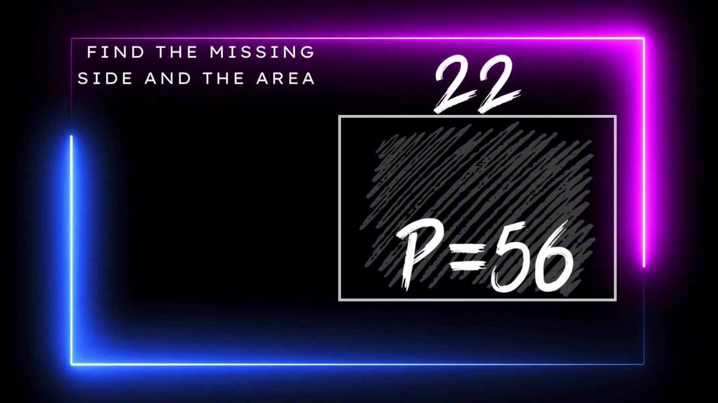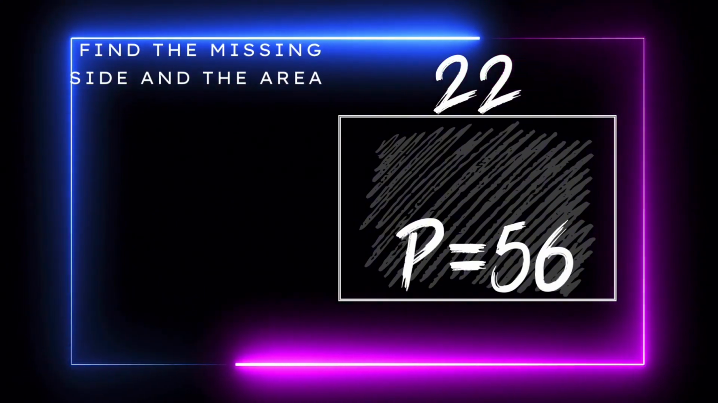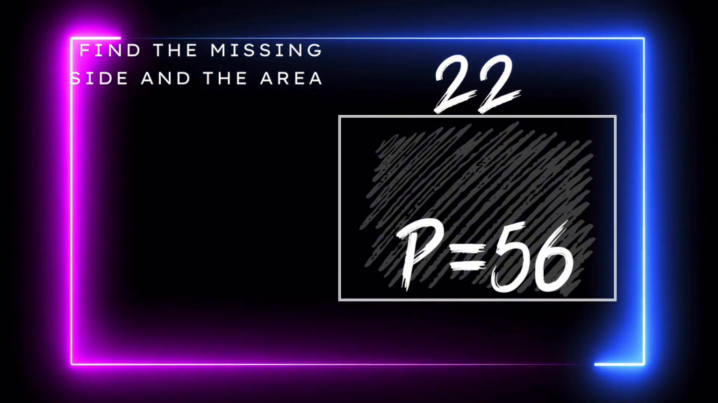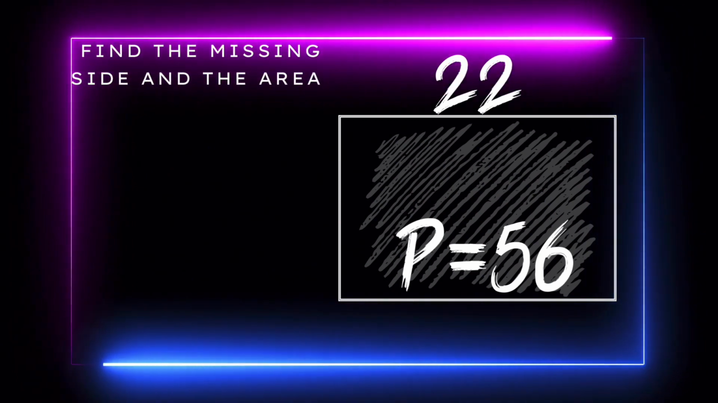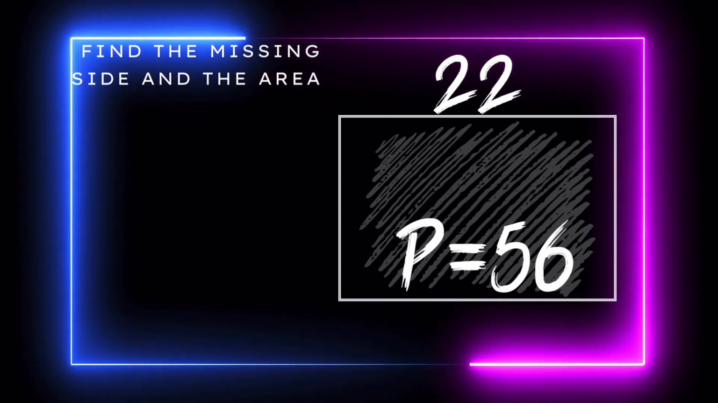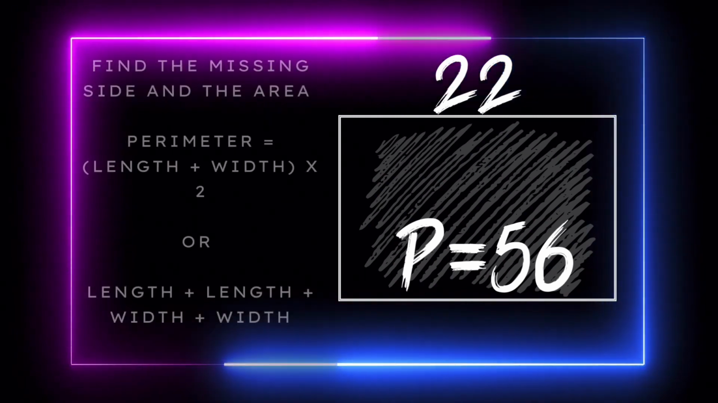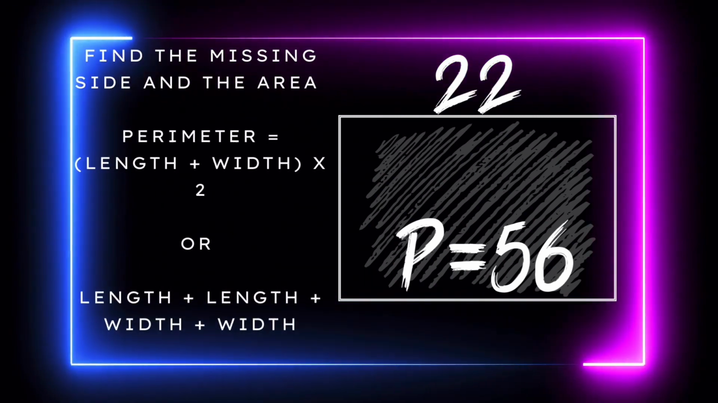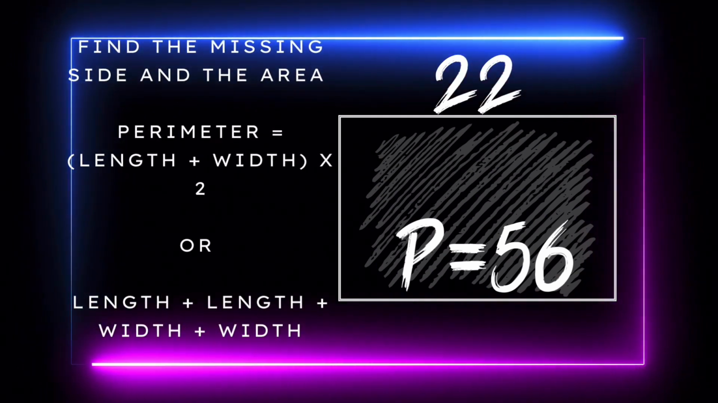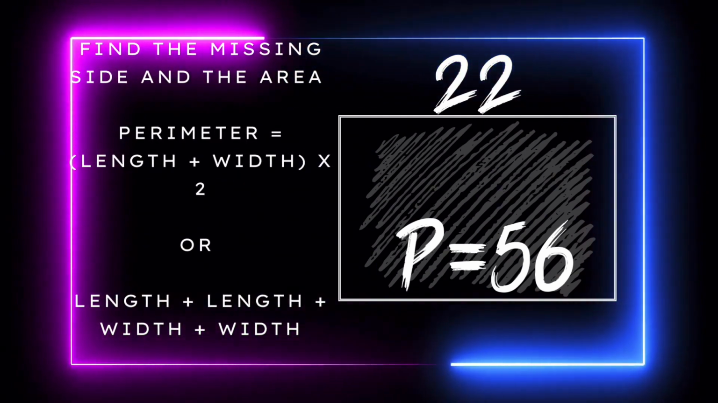So go ahead and pause this video. See if you can solve it. The perimeter equals 56 and one side equals 22. All right, well, we know that the perimeter equals length plus width times 2, or length plus width plus length plus width.